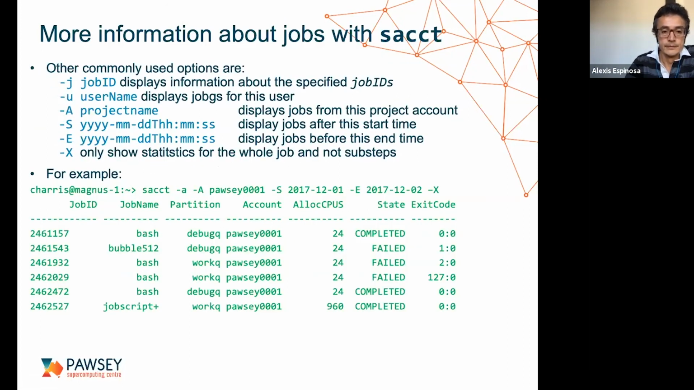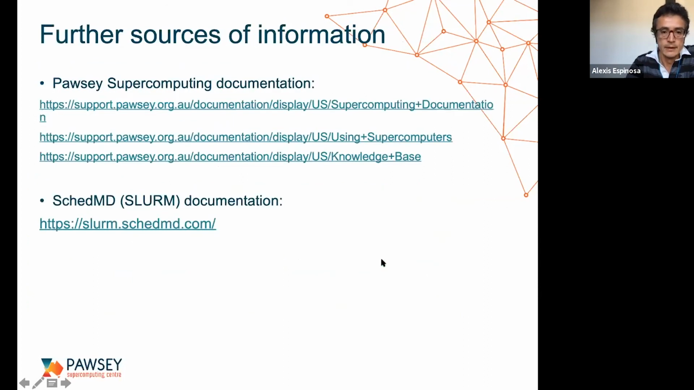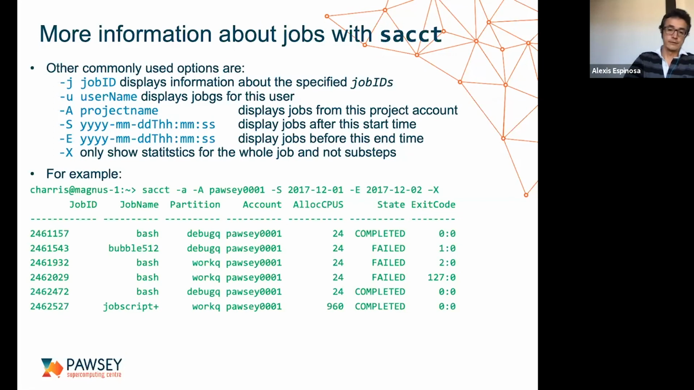So for example, this command says sacct, this project Pawsey 001, starting from this date, ending on this date, and the -X just diminishes the amount of information that is given to you. And then you can see what happened with this job. You can basically check a lot of information about the job, which nodes, if it completed, if it failed, etc. Cool. Yes, this was the last one.